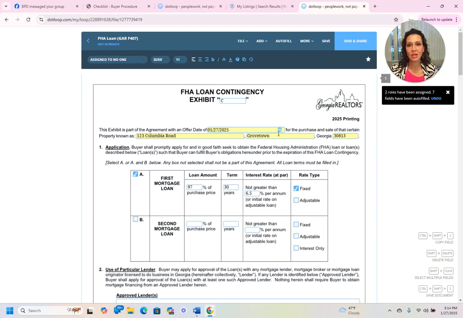That is the FHA Loan Contingency. Don't forget this letter. Lots of people forget this letter. Don't forget that. All right. Next document.